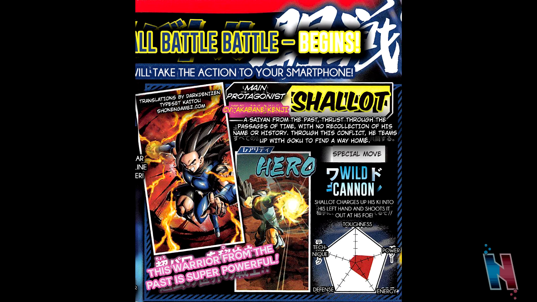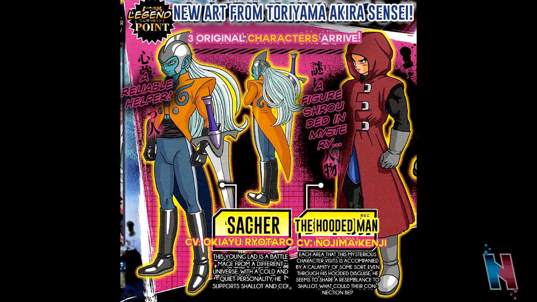But besides all of that, there's one thing I really wanted to focus on, and that's the fact that we have 2 newer characters announced for the game as well. Brand new characters, mind you. So it says new artwork from Toriyama Akira Sensei, or Akira Toriyama. That kind of threw me off. But 3 original characters arrive. Of course, the first one is Shallot, but we have Sacher. This young lad is a battle mage from a different universe with a cold and quiet personality. He supports Shallot and Co, or Shallot and Company.